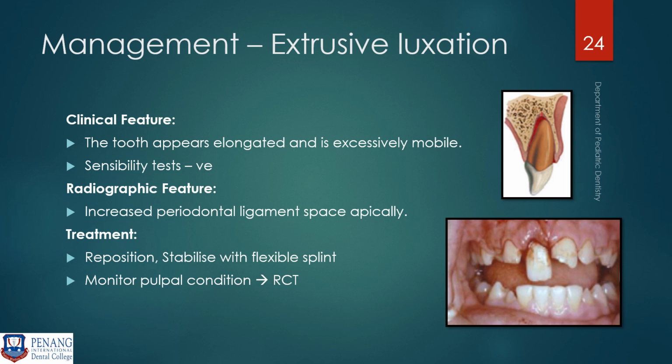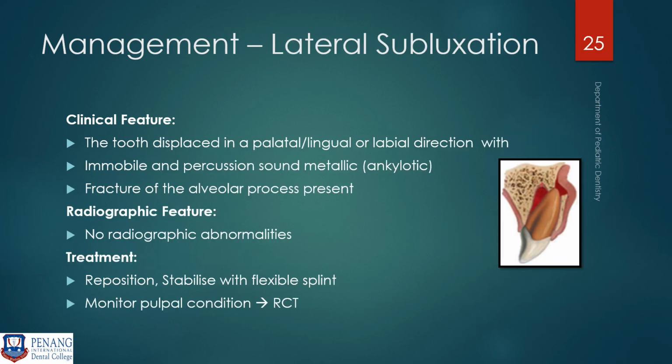Use your fingers to put the tooth back into the socket and take a radiograph to make sure it's in the correct position as much as possible, and then you stabilize with a flexible splint. Then again you have to monitor the pulpal condition, and at the first sign of pulpal necrosis you have to start your root canal treatment.